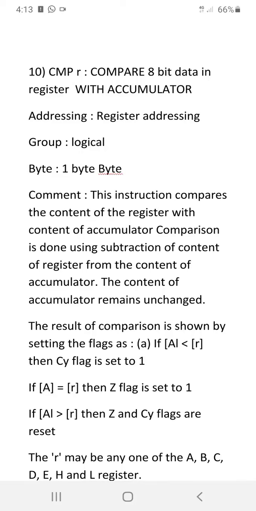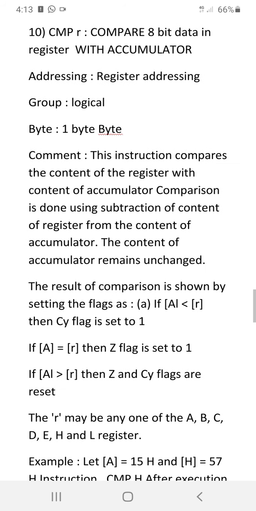Next instructions in the logical group are the comparing instructions. Here we are comparing 8-bit data in a register, memory, or directly with 8-bit data in the accumulator. Data are not affected in either the register or wherever it is stored, but the results are shown by the carry flag and zero flag. How is it shown?